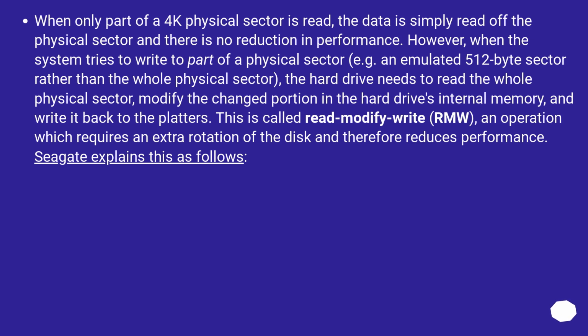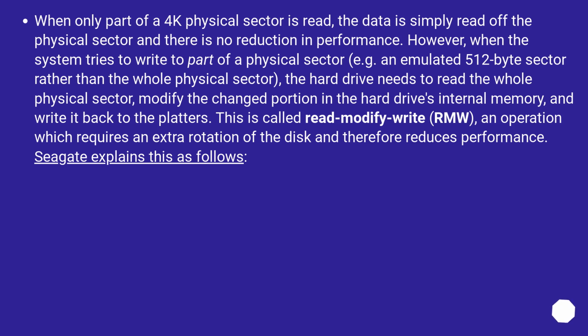When only part of a 4K physical sector is read, the data is simply read off the physical sector, and there is no reduction in performance. However, when the system tries to write to part of a physical sector, for example an emulated 512-byte sector rather than the whole physical sector, the hard drive needs to read the whole physical sector, modify the changed portion in the hard drive's internal memory, and write it back to the platters. This is called read-modify-write, RMW, an operation which requires an extra rotation of the disk and therefore reduces performance.